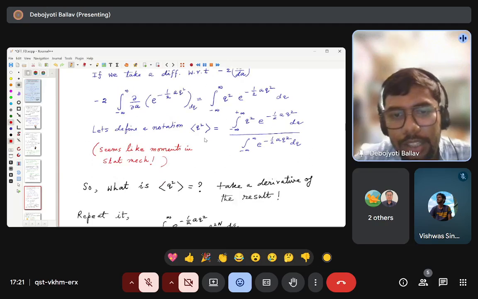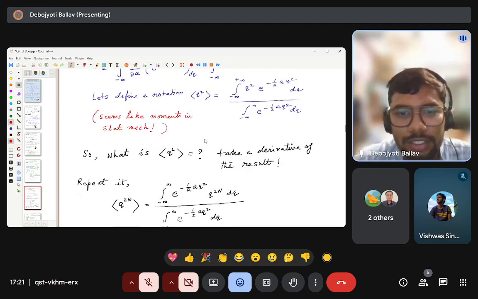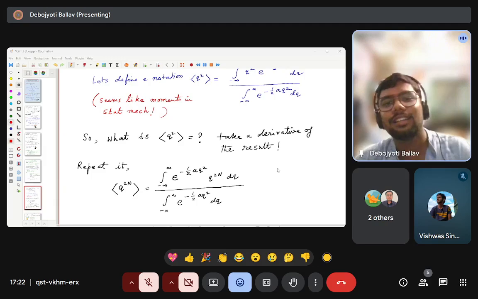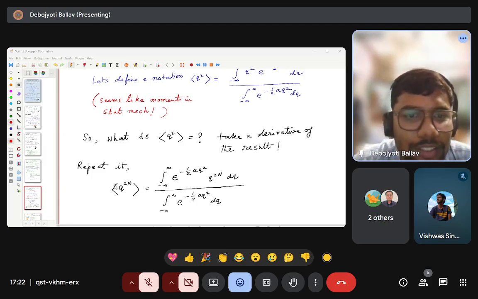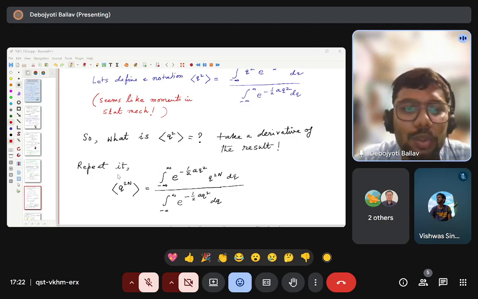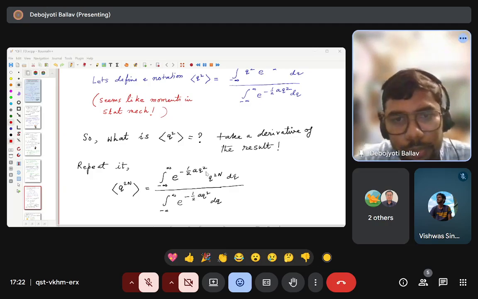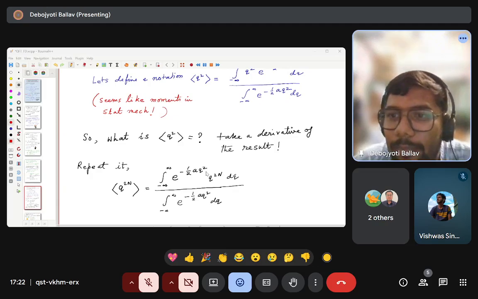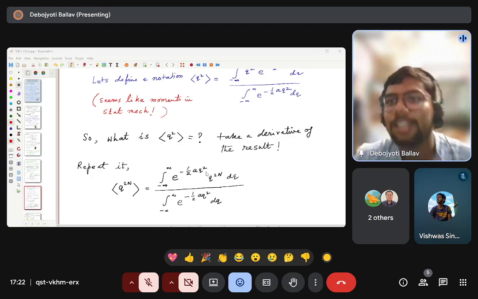Rather, I'll give you a more difficult one, which is a repeating version of this. So you repeat this n times, and you will get the average of q to the 2n, which is given by this. Now what will be the result of this? Can you guess the result?